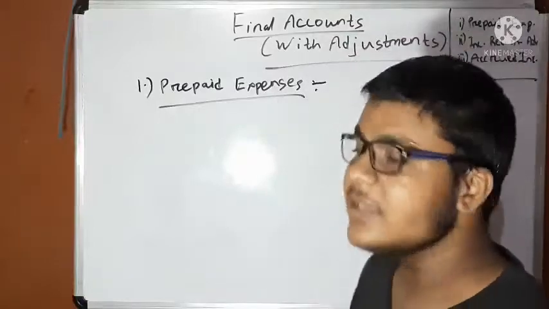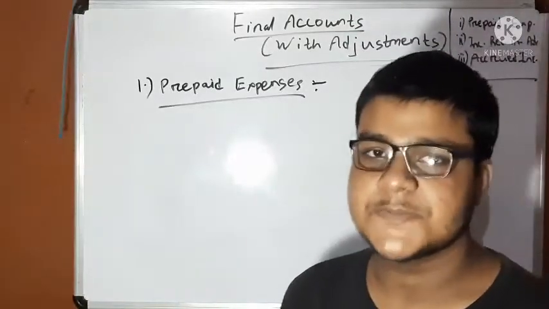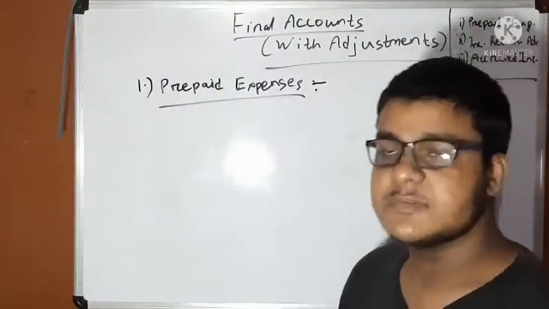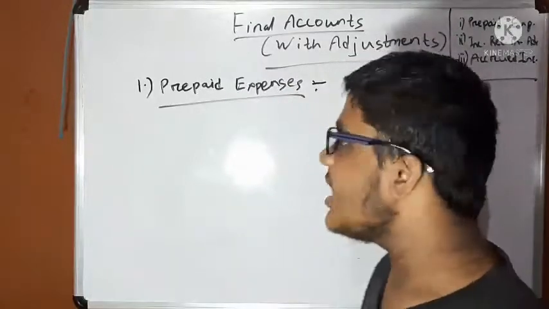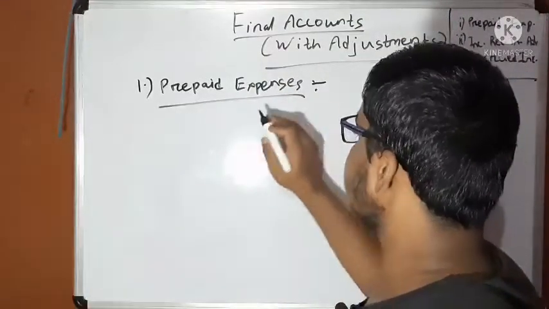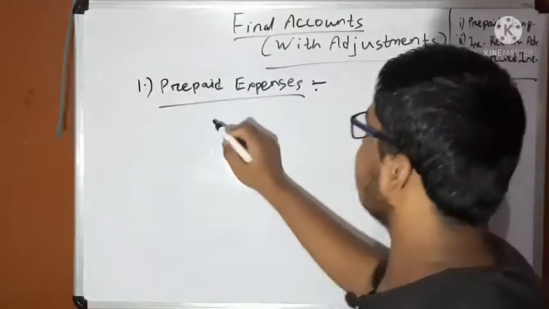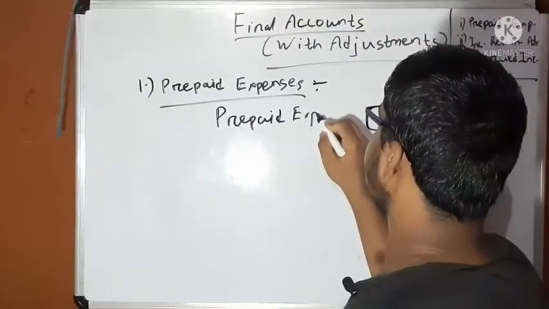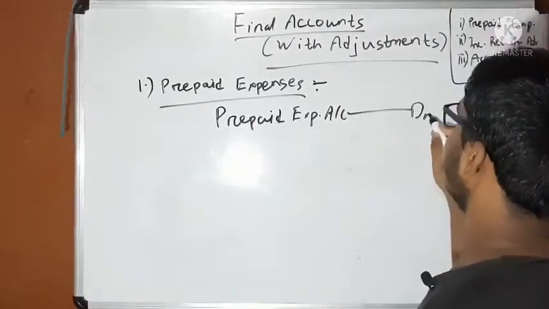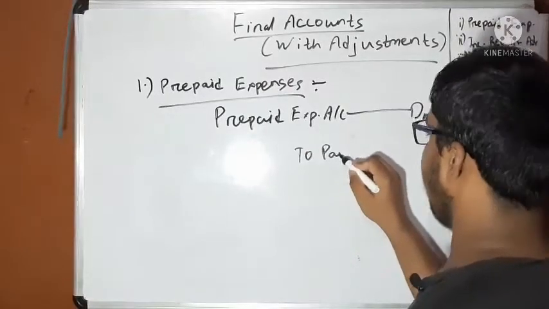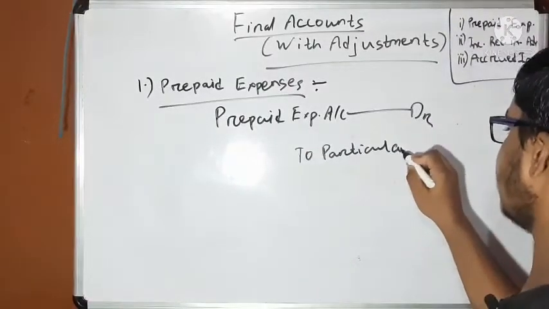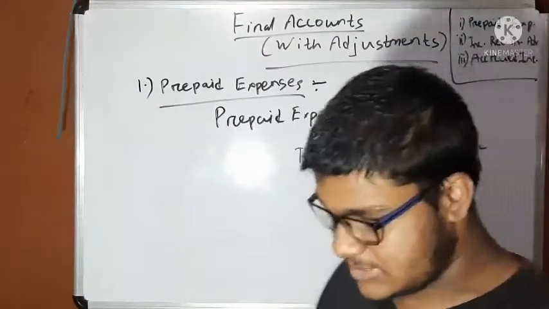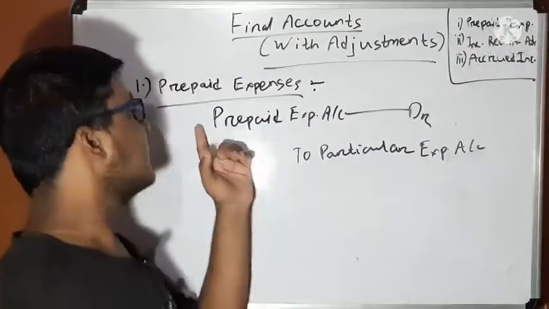Now let us move to know the journal entry related to this prepaid expenses adjustment. So the adjustment and journal entry related to this adjustment is: prepaid expenses account debited to particular expenses account. So this is the journal entry related to prepaid expenses.